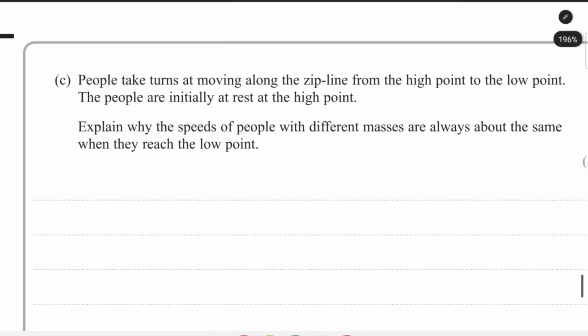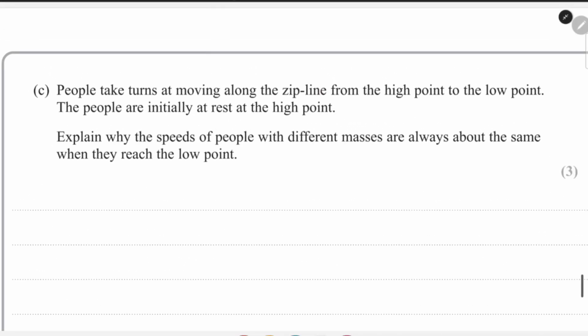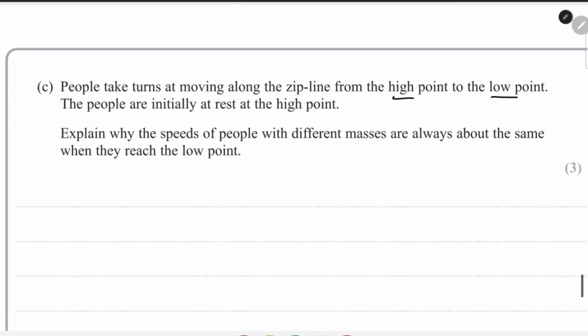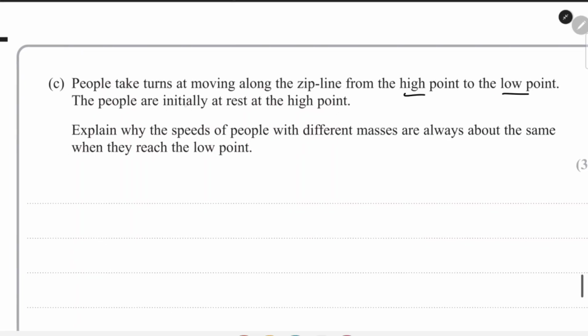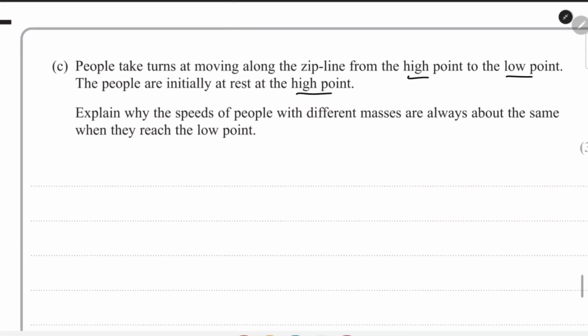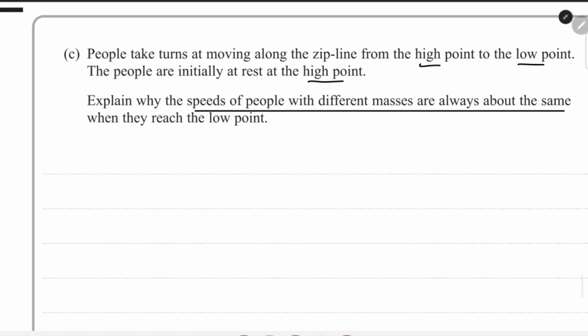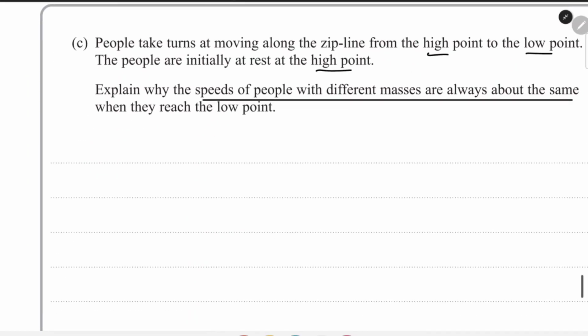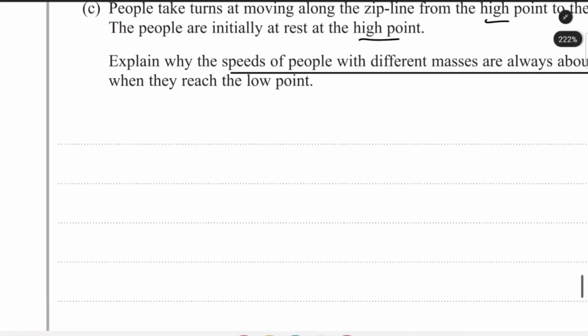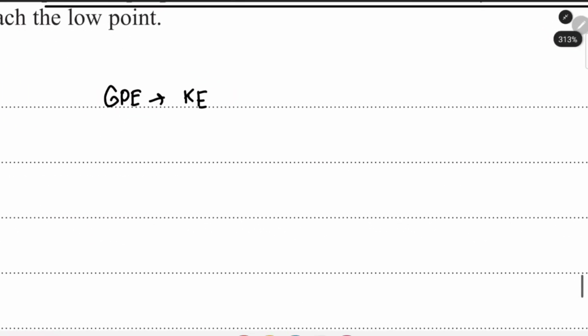Now moving to part C, we are told that people take turns moving along the zip line from the high point to the low point, and at the high point they are initially at rest. Now we have to explain why the speeds of people with different masses are always about the same when they reach the low point. In this case, this is a case of converting GPE into KE. We are losing height and gaining speed.